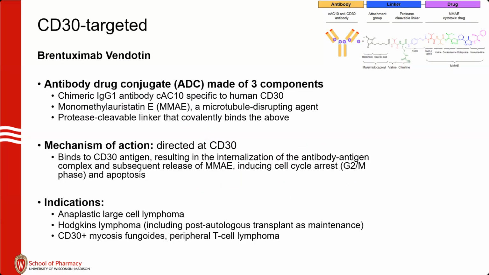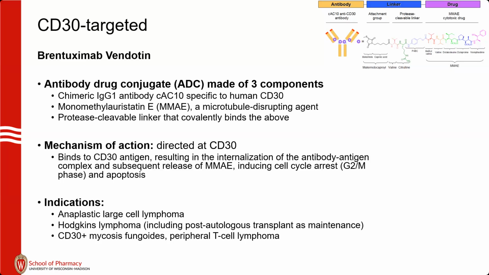You have the IgG1 antibody that is specific to CD30. CD30 is expressed on things like Hodgkin's lymphoma and anaplastic large cell lymphoma. You have a protease cleavable linker that covalently binds to the antibody and the drug. And then you have your cytotoxic payload, in this case, MMAE, which is a microtubule disrupting agent.